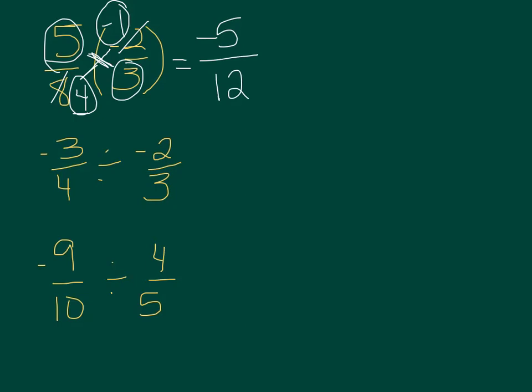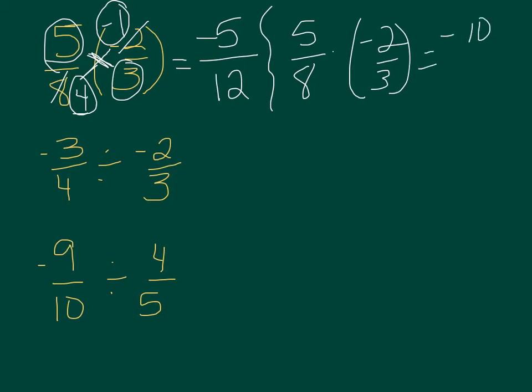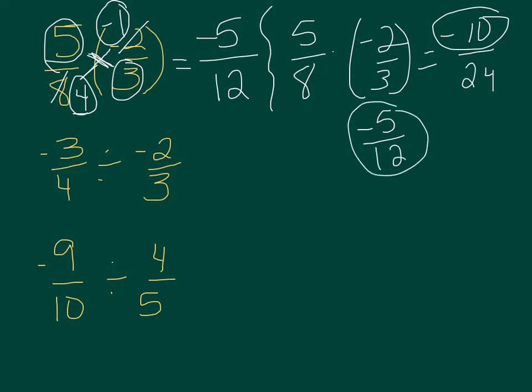Okay. Now, if you do not cross cancel, okay, you just have to reduce. So 5 times negative 2 is negative 10. And then 8 times 3 is 24. Okay? And if you look at that, 2 will go into both of those. So 2 will go into negative 10, negative 5 times, and 2 will go into 24, 12 times. So negative 5/12. Same answer either way.